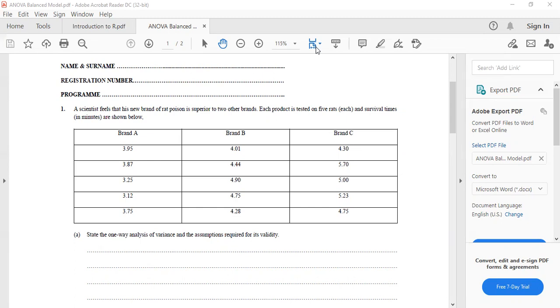So I was saying the first assumption is that the variance sigma squared is assumed constant for all levels of the factor. The second one, the model errors, that is the random error terms, are assumed to be normally and independently distributed random variables with mean 0 and variance sigma squared.